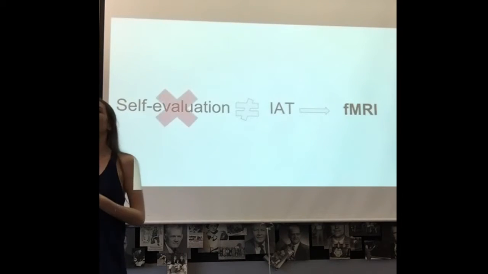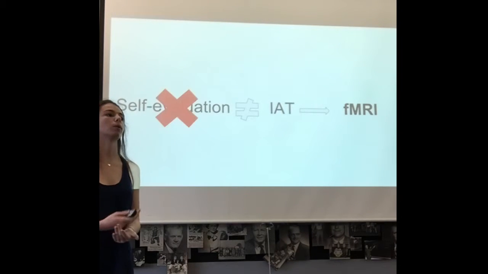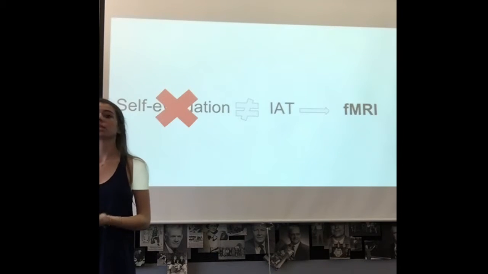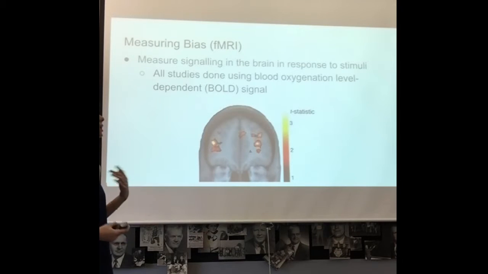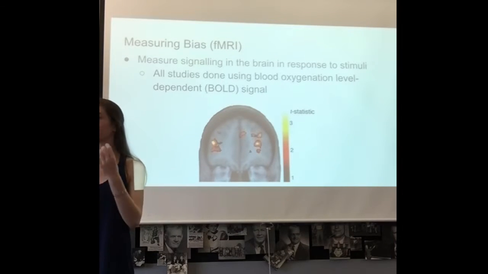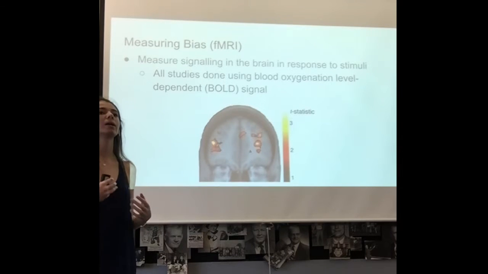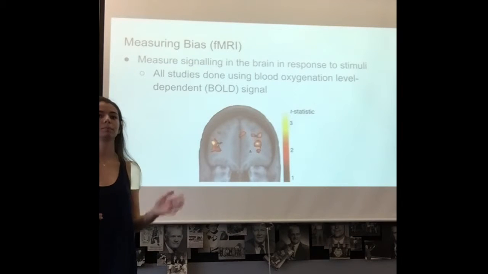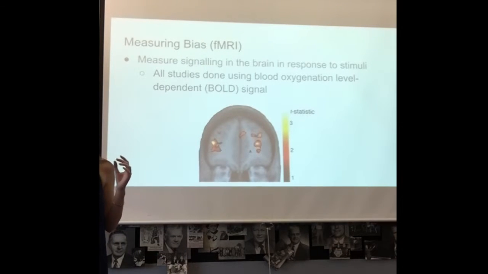Okay, so what now? How can we understand this problem on a deeper, more neurological level? The next way to study biases was an fMRI. An fMRI is kind of like an MRI, except that it measures blood flow to your brain. When a region of your brain has more signaling, it's indicated by more oxygenated blood flowing, or BOLD signaling, blood oxygenated level dependent. But basically you just need to know that increased signaling is correlated with increased blood flow to your brain, and that's what the fMRI measures.